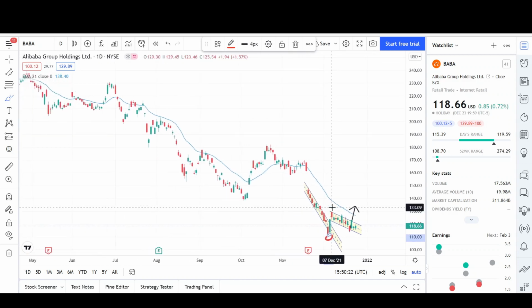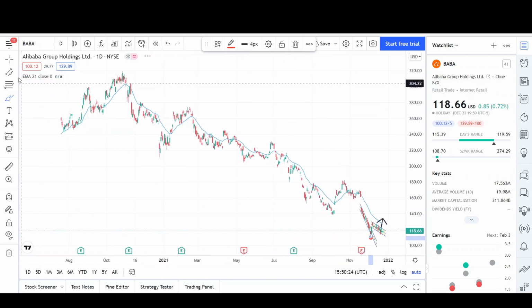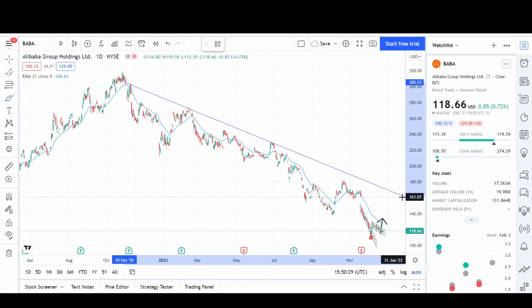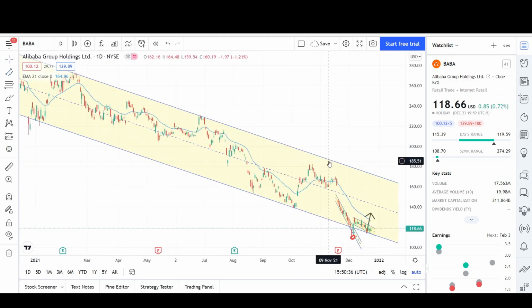If I zoom in on the chart, you can see that the downtrend is still intact and the bears are leading the market. That fits pretty nicely right there against the price action.